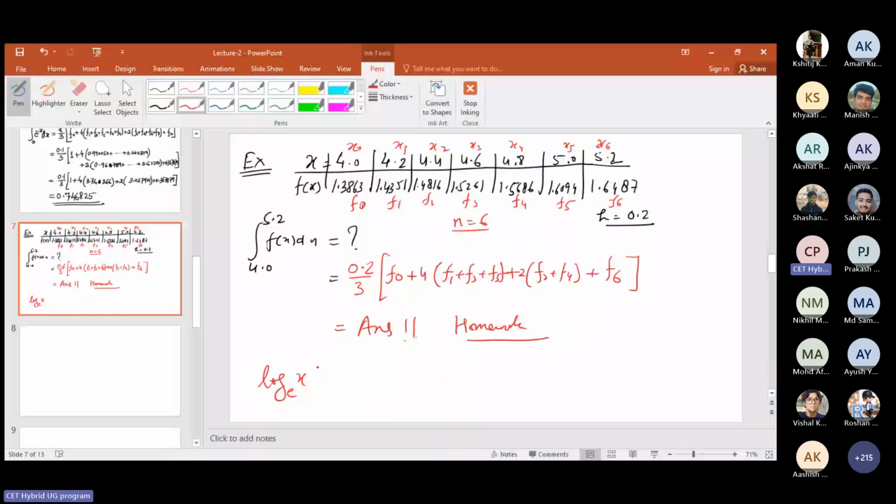So you can easily see using the formula what the integral is, if you know the formula for the integral of log x dx from 4 to 5.2, and see whether your value matches with that value or not. So this also you can verify. This is left as homework for you, and then you try and do that one. All right.